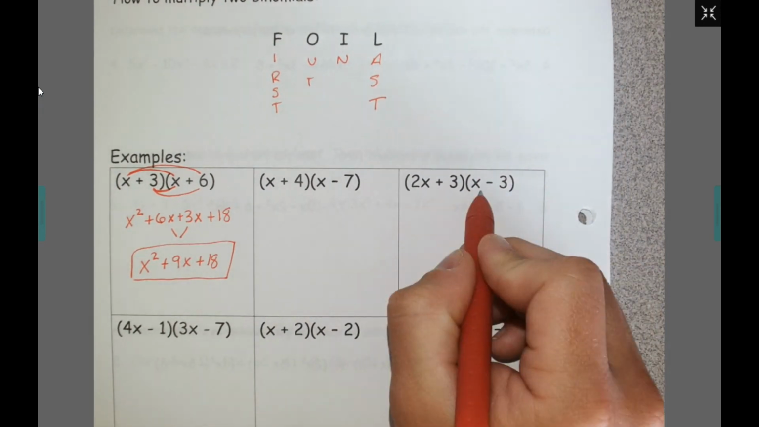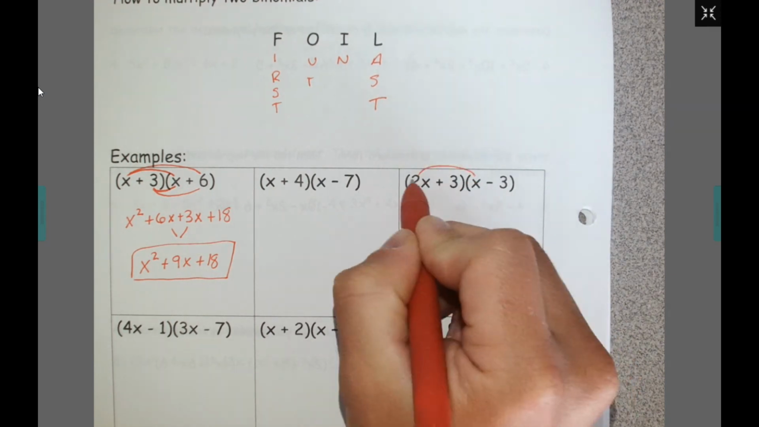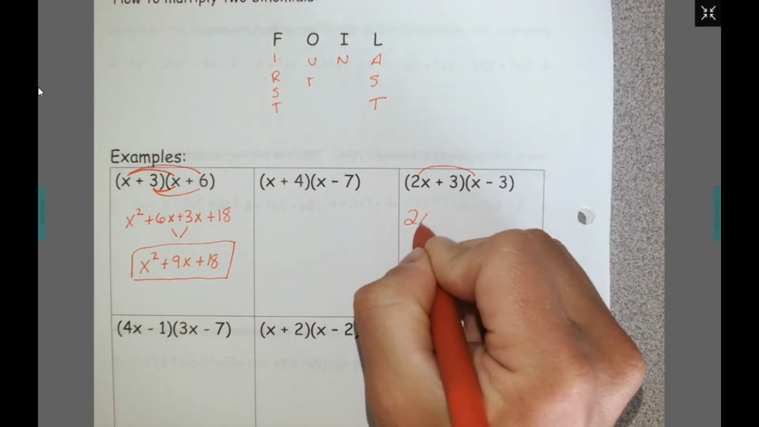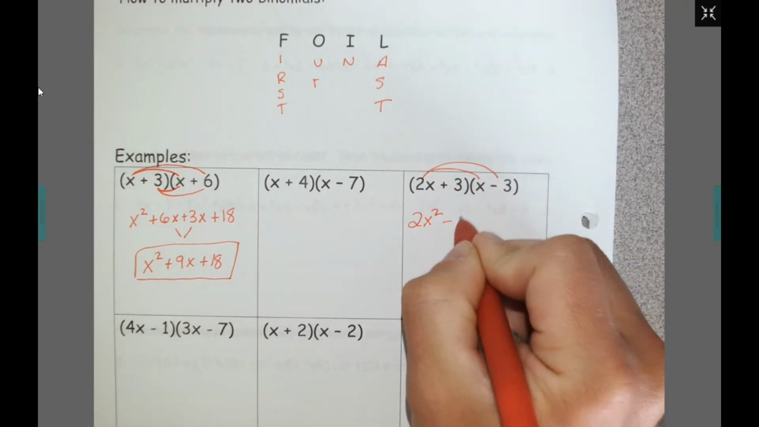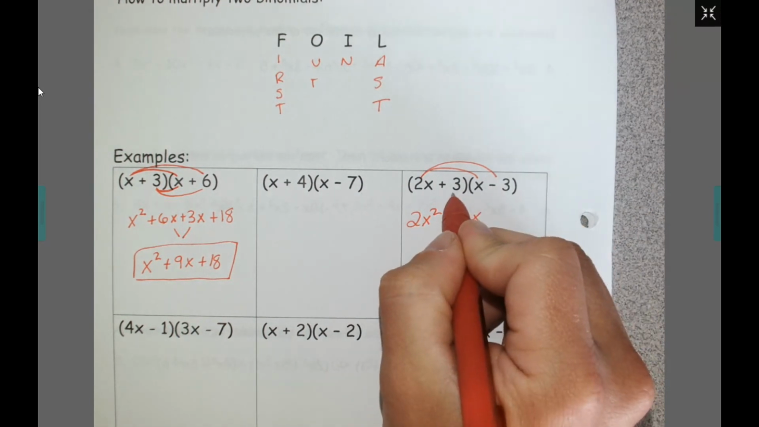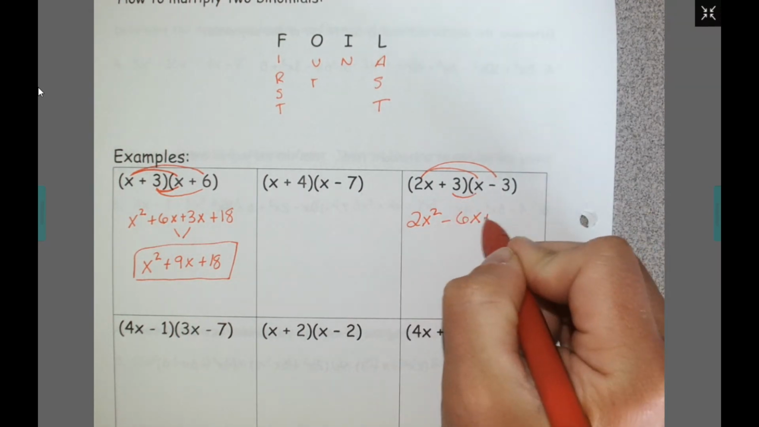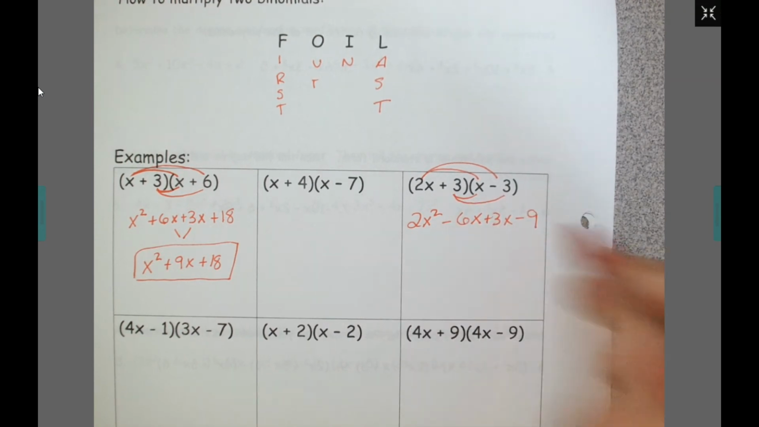Again, you've got 2 terms times 2 terms, so I'm going to go ahead and FOIL. Multiplying the first, you have 2x and x giving us 2x squared. 2x and a negative 3 are going to give me minus 6x. And then for our inside, we have a 3 and an x giving me 3x. And our last, 3 and minus 3, gives us a minus 9.